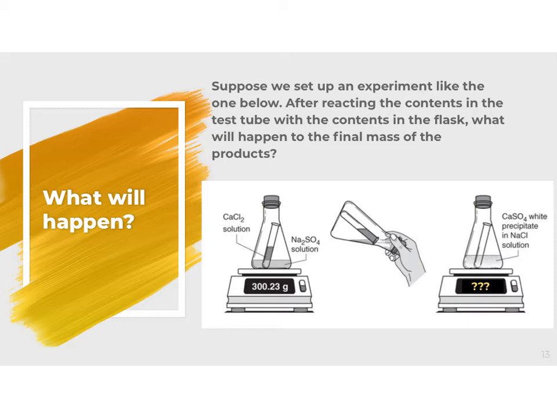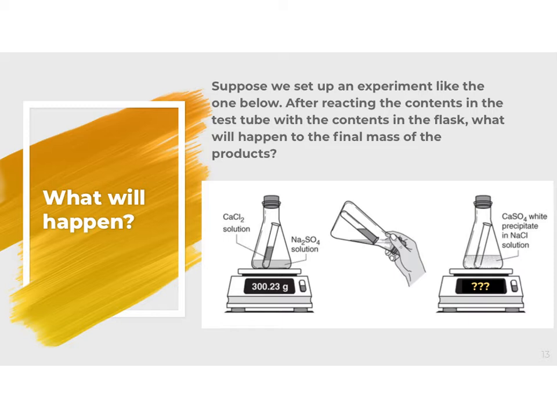After reacting the contents in the test tube with the contents in the flask, it looks like we have calcium chloride in the test tube and we have sodium sulfate as our solution outside of that. To react them together, we're just going to carefully tip over our flask and have that calcium chloride go into the sodium sulfate solution. So the question is, what will happen to the final mass of the products?